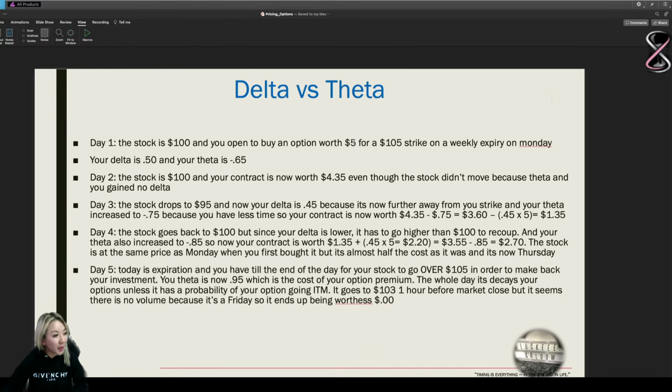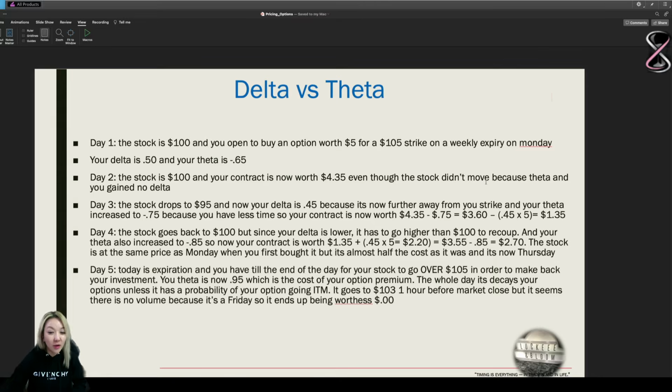And so what happens? Your theta was 65 cents. That means by day 2, even though the stock doesn't do anything, your $5 loses the time decay, the 65 cents off of your option contract, which makes it $4.35, even though the stock didn't move. Theta is like death and taxes, right? Taxes, you can't avoid it. So theta, you can't avoid it. You can't avoid time decay.